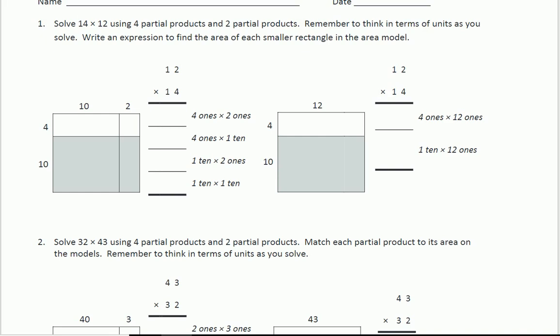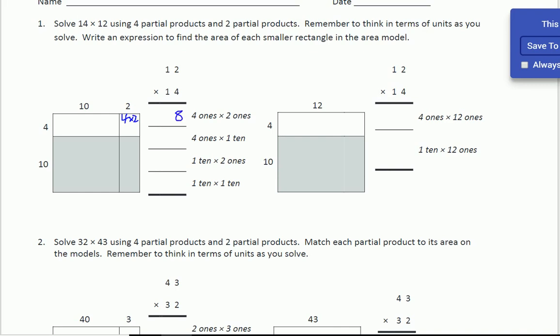So if we look at our first problem here, we have 14 times 12, and we think about this as 4 ones times 2 ones. Well, 4 ones times 2 ones would be this square right here, which is 4 ones times 2 ones, okay? And that would be 4 times 2, which would be 8.